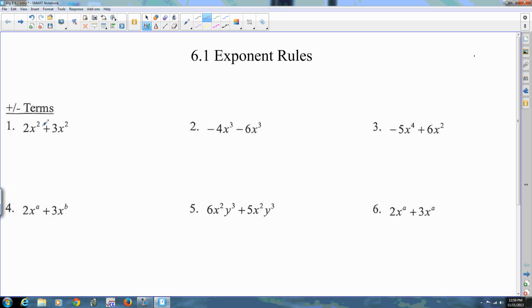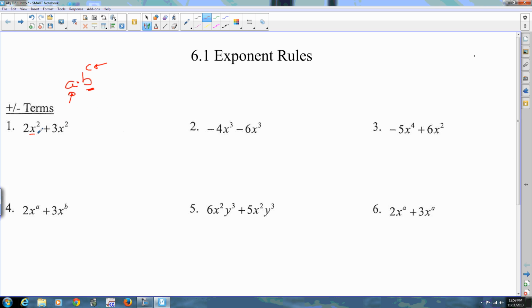Okay, I guess some vocabulary first. A times B raised to the C. A is a coefficient. It's something that's written in front of something with a variable on it. This is the base. This is the exponent.